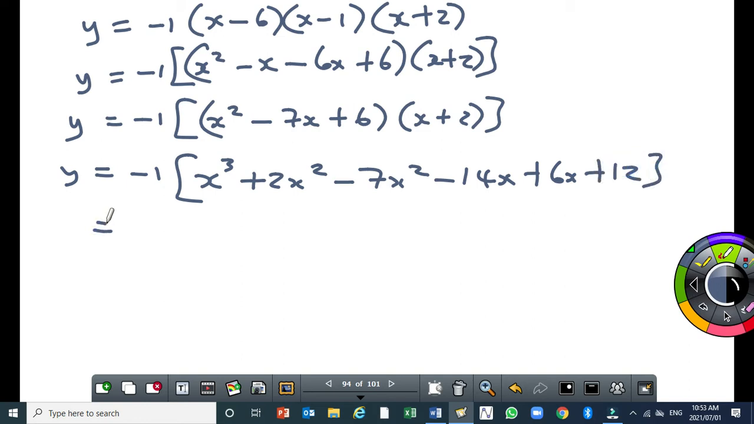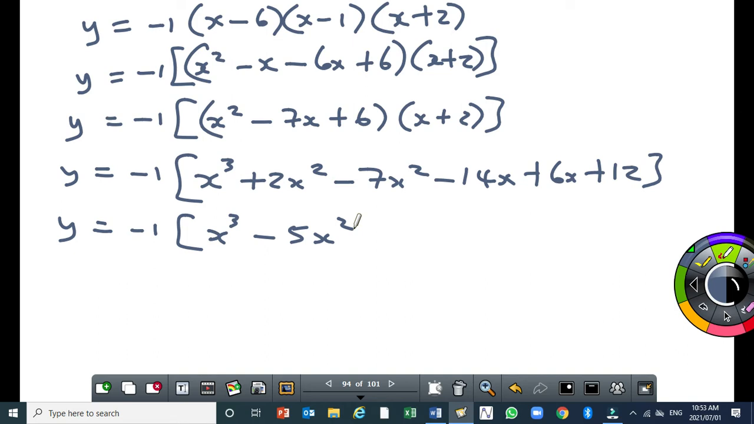Then let's remove that square bracket, but let me simplify what's inside first. So that will be x cubed, 2x squared minus 7x squared, that will give me minus 5x squared. Okay? I hope you are following that. Hey, can you put that away?